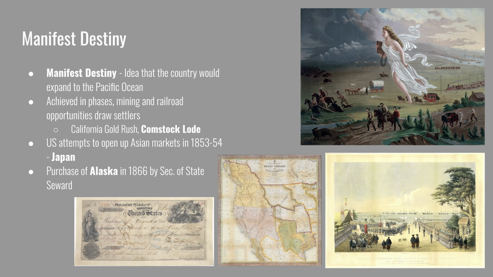Once the U.S. established on the West Coast, trade with Asia increases. The United States is responsible for opening up Japan to trade in 1853. They had previously shut themselves off from international trade by choice, and at the end of the Civil War in 1866, the Secretary of State, William Seward, purchases Alaska.